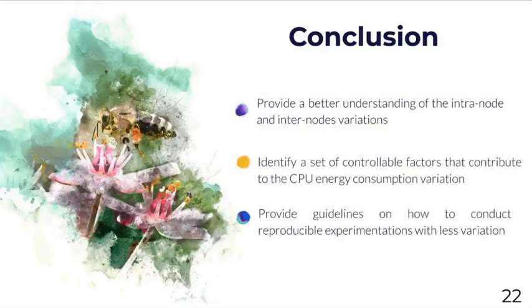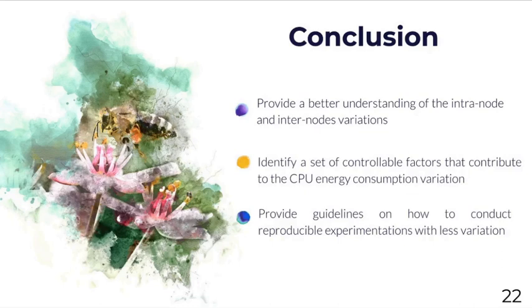So, to conclude, we conducted a wide set of experiments on a wide range of nodes with multiple CPUs to investigate the intranode and internodes energy consumption variations. We identified a set of controllable factors and parameters that one could easily tune or configure without having access to the physical data center, for example, which is the case when we're using cloud platforms, in order to tame the energy variation and conduct more robust and accurate experiments, especially in some cases where the accuracy of the measure is more important than the measure itself.